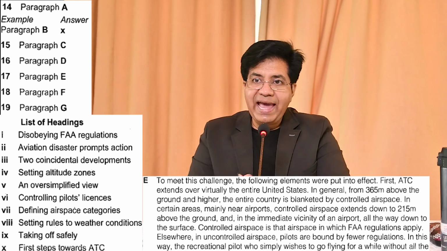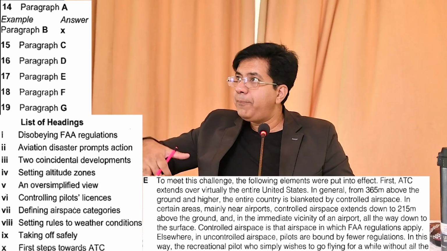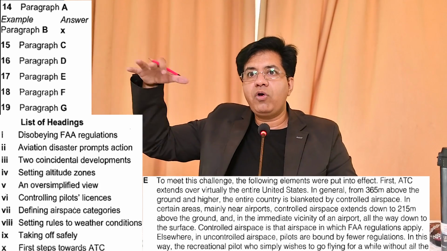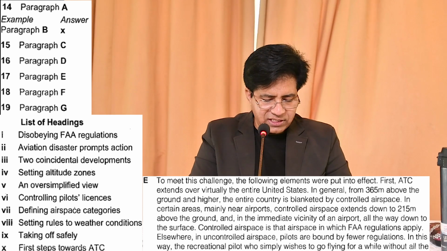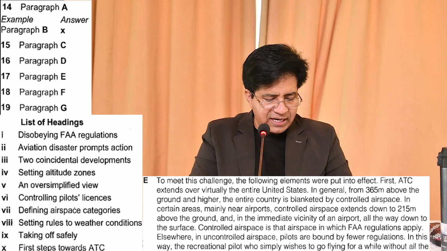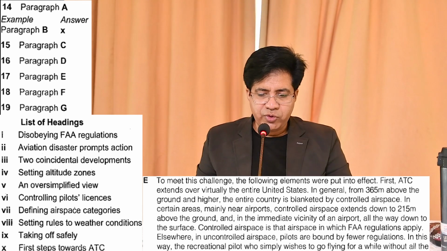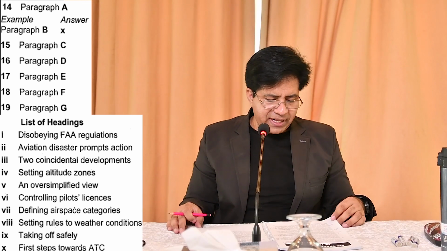Altitude zone is actually from the ground level up to a certain height. That is what we call altitude zone. Right? One is 365, second is 215 meters above the ground. So these are their altitude zones. Please come to paragraph F.